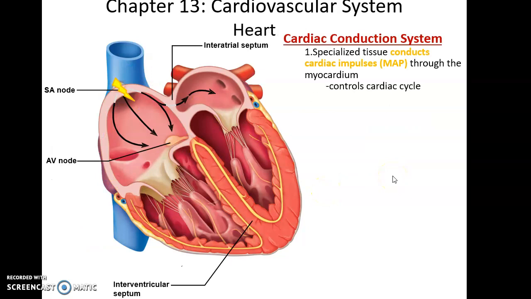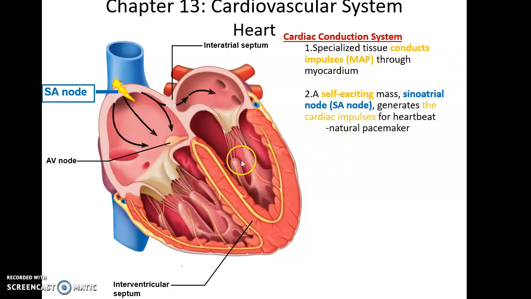All right, the cardiac conduction system. Cardiac conduction system is the movement of electric current, aka the cardiac muscle action potential, through the walls of the heart, causing the contraction of the atria and the ventricles. So cardiac conduction system is basically the heart's own personal nervous system, moving that cardiac impulse, that muscle action potential through the walls of the heart, specifically the myocardium, where the cardiac muscle tissue is present.